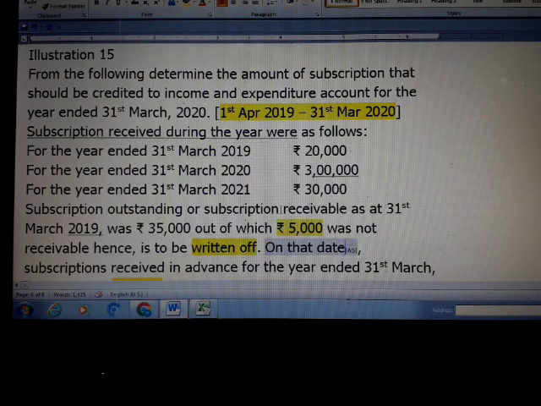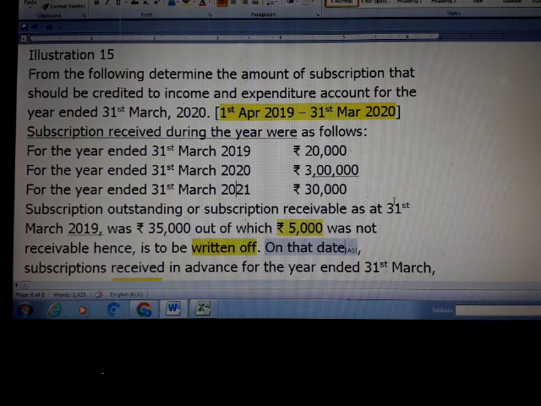So don't expect the question to be straightforward. They can twist the question also. So please remember what you need to do when you perform your answer for the question. Here, out of 35,000, 5,000 is not going to be received. It is to be written off. On that date, if you look here, they have not given any date, but they have said on that date. Which date does it mean? It means the date on which this 5,000 is not going to be received. So that means 31st March 2019.